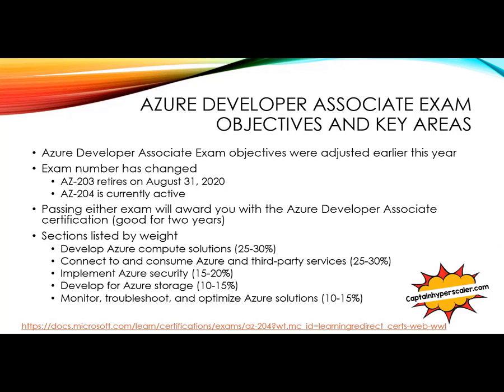You only need to take one of the exams, and keep in mind that it doesn't matter which exam you pass, you have that developer associate certification for 2 years from that pass date. Just because 203 retires August 31st doesn't mean after September 1st I don't have that certification anymore and I have to take the 204 exam. That is not the case.